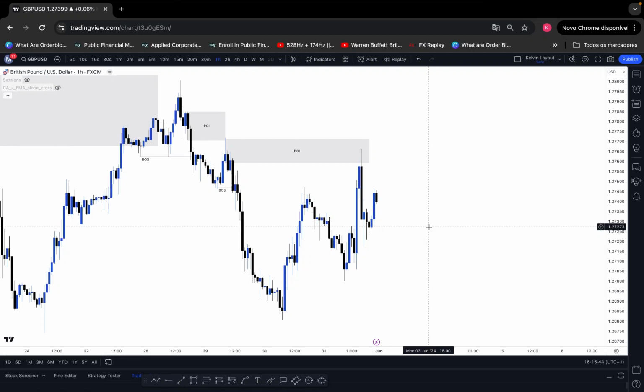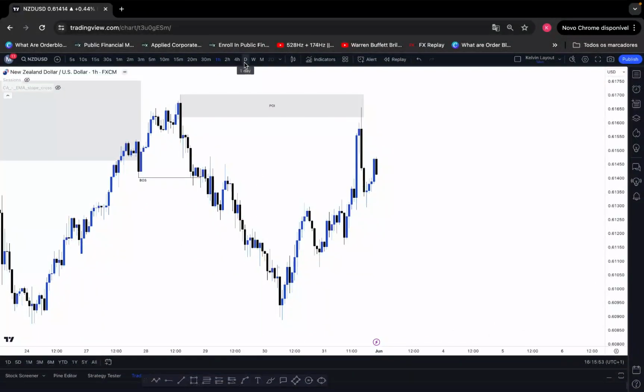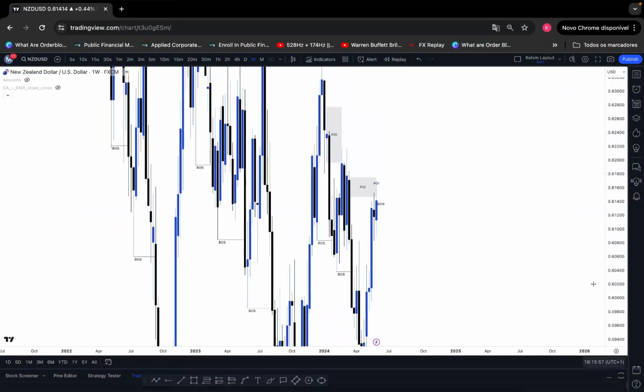Everything is bearish on the high time frame, medium time frame, lower time frame. We want to look for sales. So let's go to the next pair. Our next pair is New Zealand dollar. We're also going to look at it from the weekly time frame.